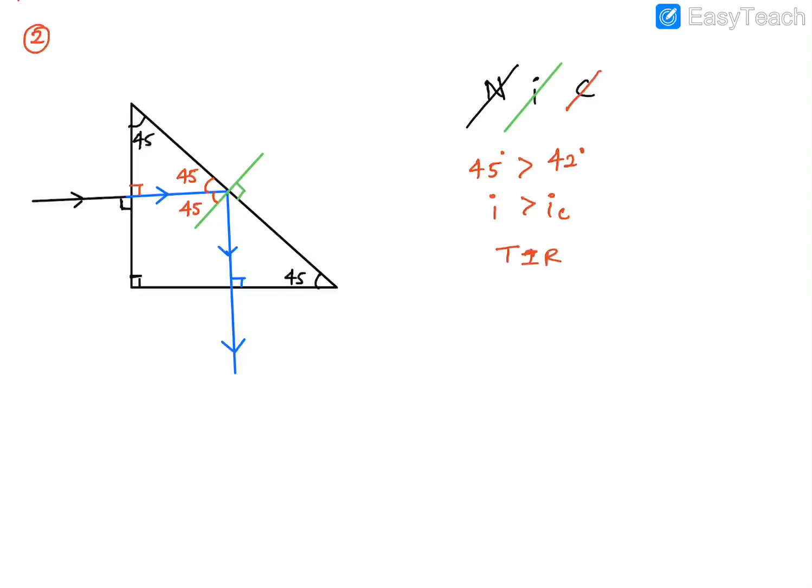How much will be this angle, guys? Think about it. How much will be this angle? I want the answer along with the reason. So this angle will be 45 degree. Why will it be 45 degree? Angle of incidence is equal to the angle of reflection.